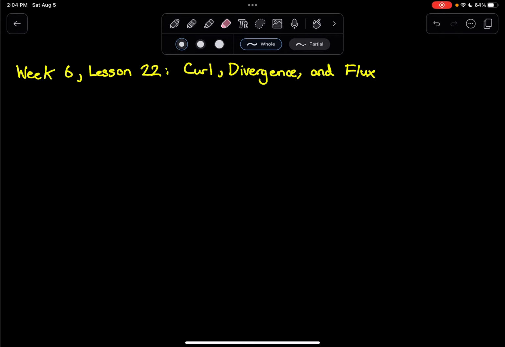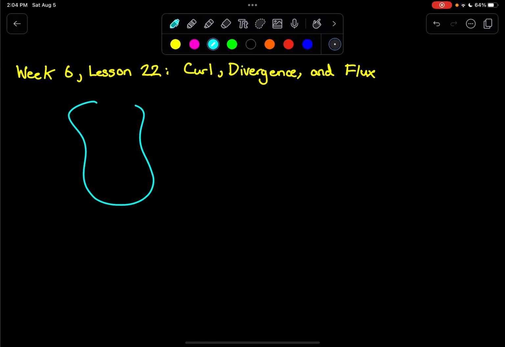So in the past couple of weeks, we have been introduced to vector fields, conservative vector fields, line integrals over scalar functions, line integrals over vector fields, and most recently, Green's theorem. And Green's theorem was a way for us to evaluate a line integral over some path C.